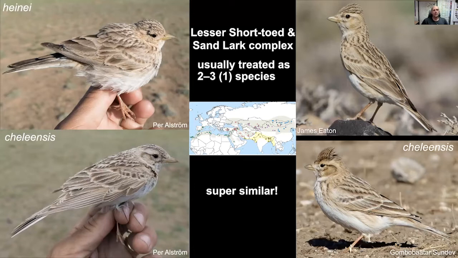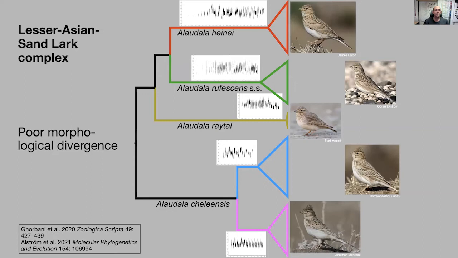We can look at another complex here, the lesser short-toed sandlark complex. They're usually treated as 2 or 3, sometimes even 1 single species. As you can see here, they are super similar to each other, really, really closely looking. And we sampled across the entire range of this complex. We sampled DNA, vocalizations, morphology, ecological variables. And based on DNA, we found 4 really deeply diverged clades and 2 subclades with slightly less deep divergence. We found quite striking song differences between some of these groups.